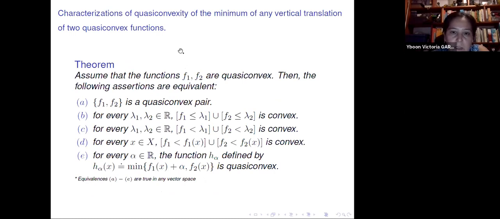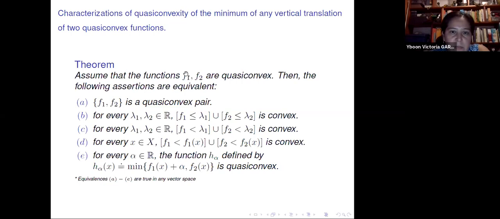So, and here, first I try to characterize the sum, but after we realize that there are relationships with a minimum of function. So this is one of the principal, the main result of the work.